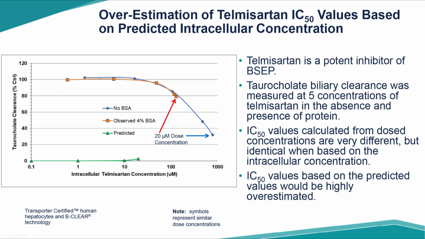And just in green here, I'm showing the curve for what the predicted intracellular concentration would be. So you can see that if you tried to calculate an IC50 based on those predicted values, you would be way off in your prediction. So using protein in these systems can give you much better predictions of in vivo relevant intracellular concentrations. And this is especially important if you're doing PK/PD modeling, for instance. It would be very important to capture these types of compounds.